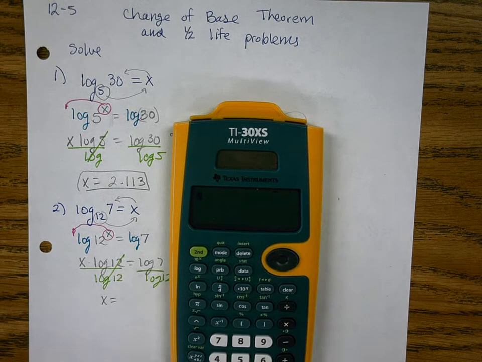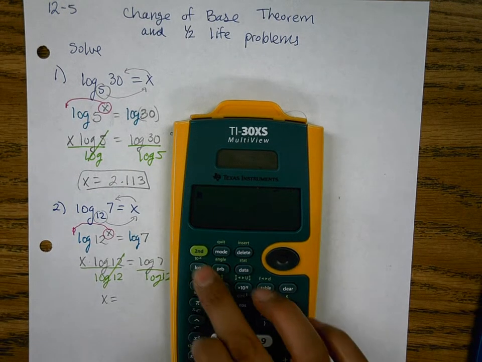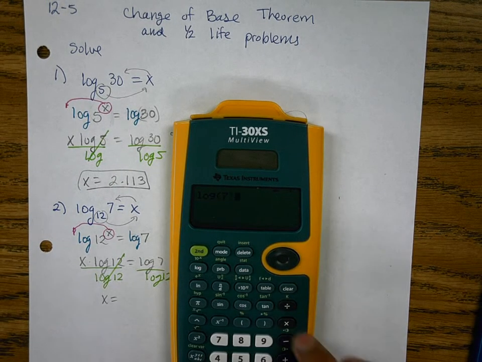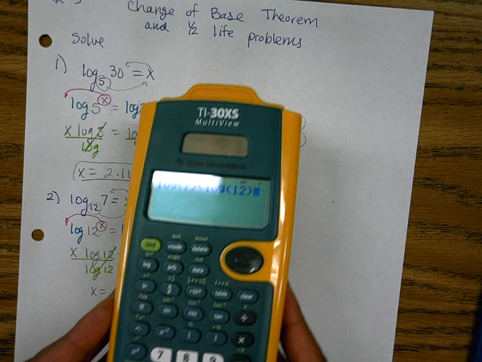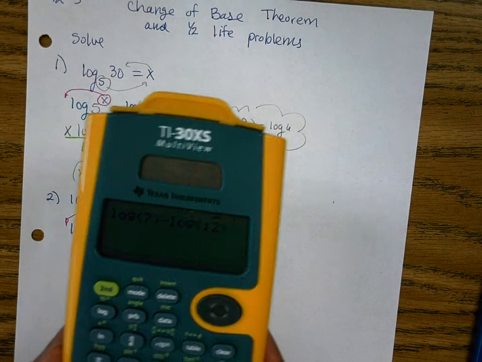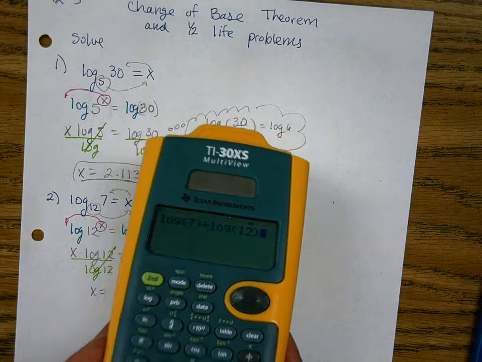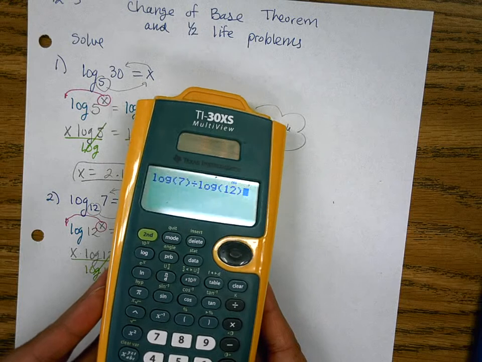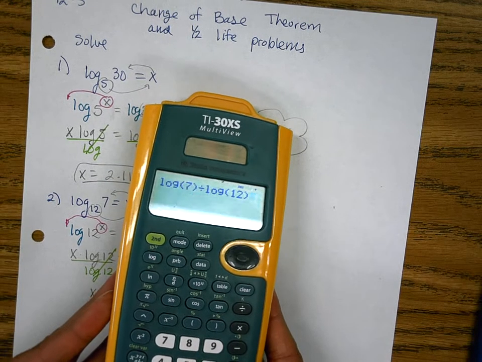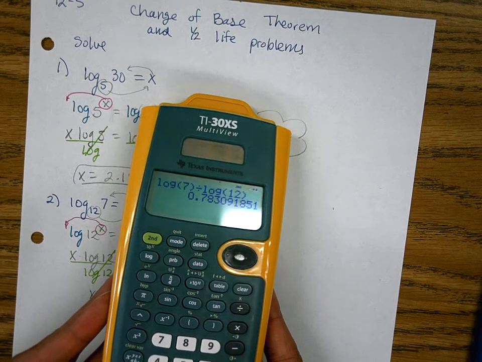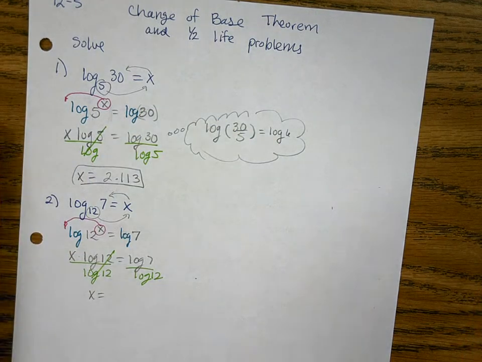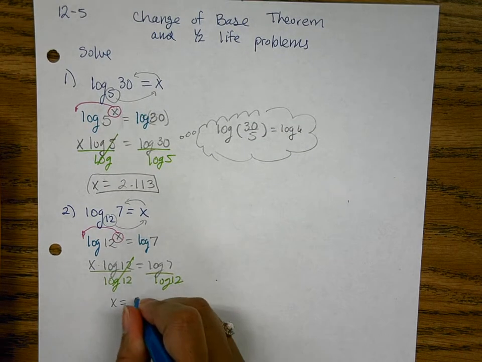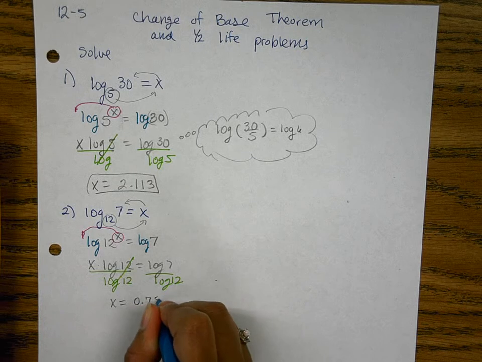X equals, and then you just plug that in your calculator. Go ahead and do that now. I'm going to type it in, and then I'll pick it up so you can see it. Log of 7, close parentheses, divide log of 12, close parentheses. That last one you don't have to close. Let's see if it gets in there. Gosh darn it. Okay. And then you hit equals and 3 decimal places, 0.783.